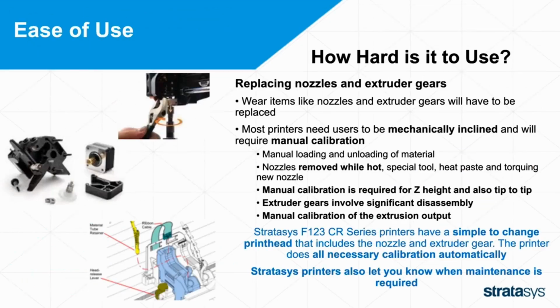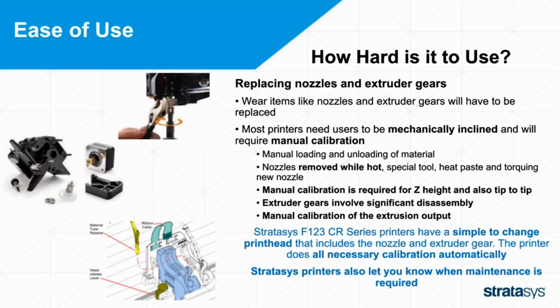Another thing to consider is how hard is this printer to use? So as we talked about earlier, carbon fiber wears components and nozzles, and those components become just wear items that will need to be replaced. And so even the extruder gears will have to be replaced. And so most printers need the user to be mechanically inclined. It's up to you to order the parts, to get the parts, and to change them yourself.